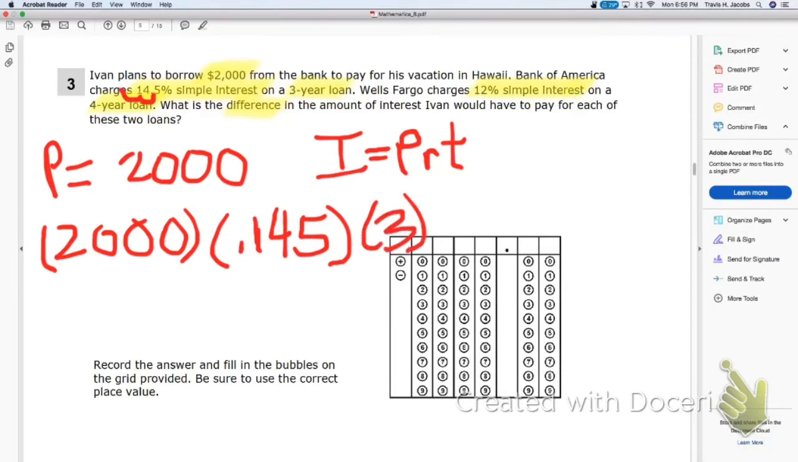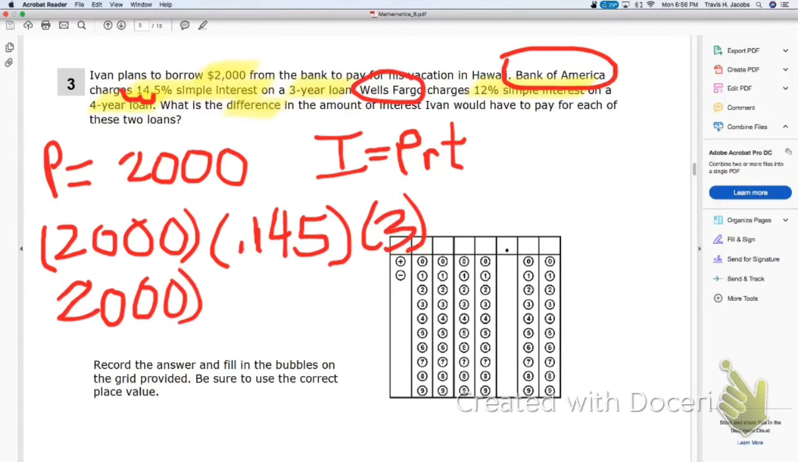Okay, so that was Bank of America. Bank of America's done. Now they're asking about Wells Fargo. It's the same: Ivan's planning to borrow $2,000 from them. He's just comparing them. He's going to have 12% simple interest. You can use the cube method if you want to figure it out. 0.12, and there are 4 years on this one.